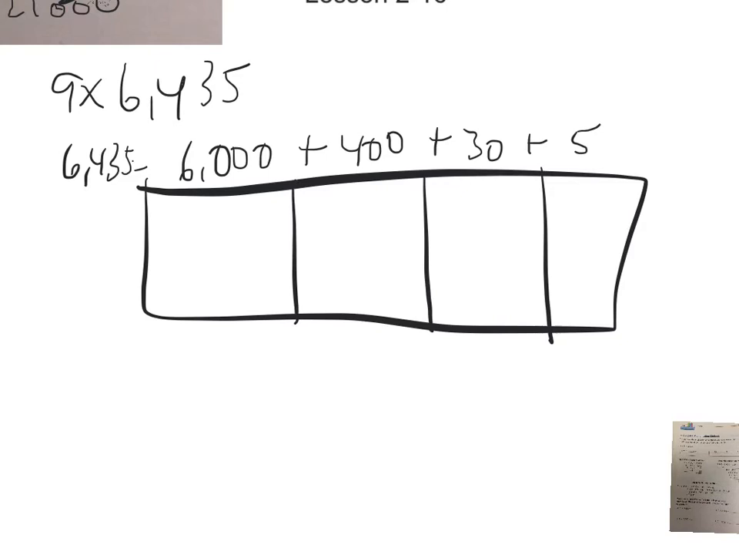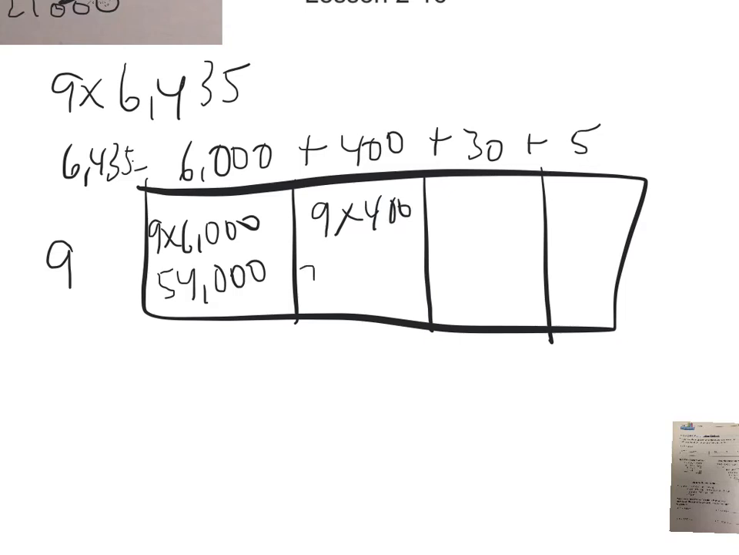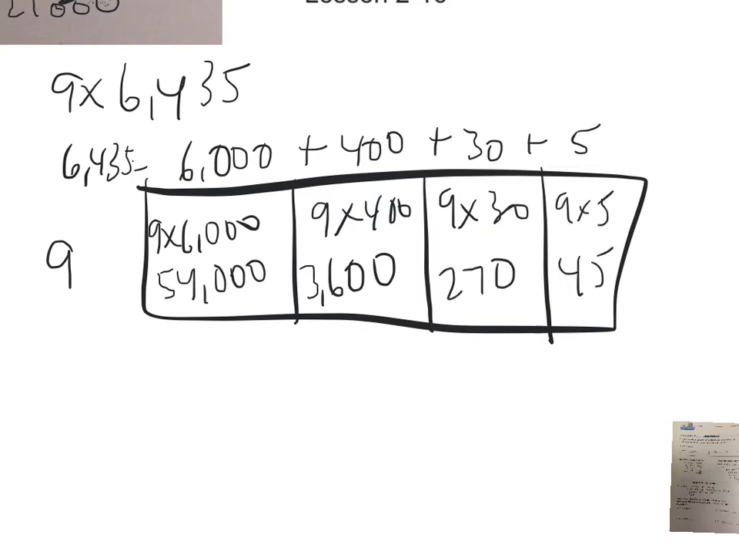Okay, times 9. And this box is 9 times 6,000, which equals 54 with 3 zeros, 54,000. This equals 9 times 400, which is 9 times 4 is 36 with 2 zeros. This is 9 times 30, which equals 27 with 1 zero. 9 times 5, which equals 45. And then you'd add them all together.